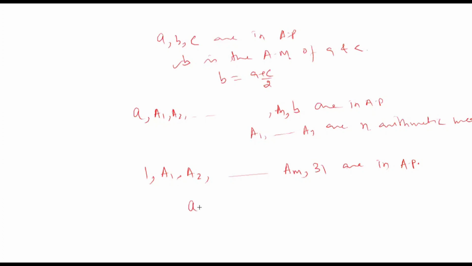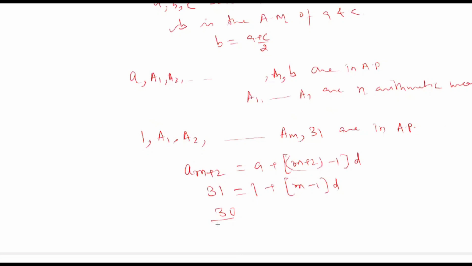Then for the term A(M plus 2), I'm finding out the common difference using the last term. A(M plus 2) equals A plus (M plus 2 minus 1) into D. That is 31. My first term is 1, and M I don't know, so this is (M plus 1) into D. Using this 30, I can find out my D is 30 upon (M plus 1).